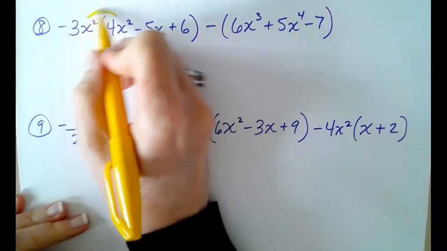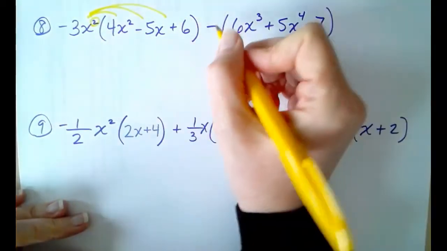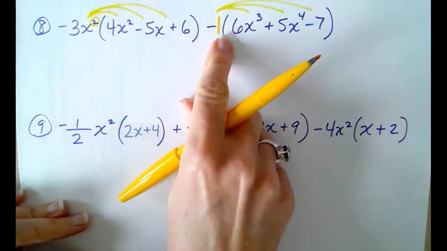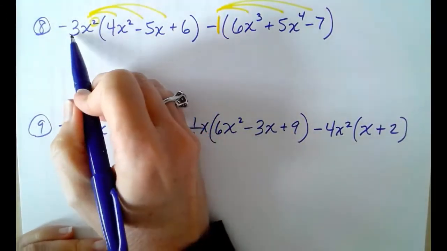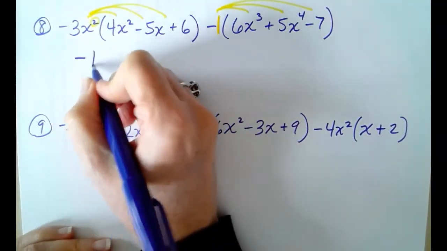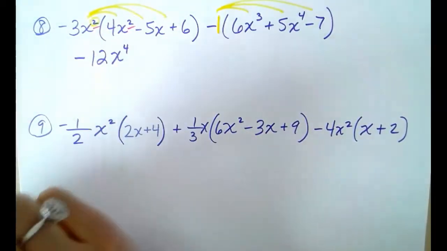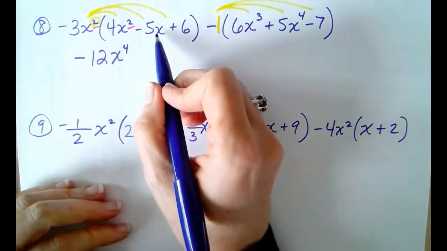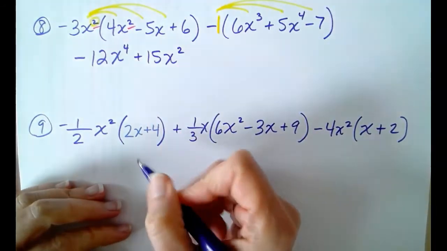So I will be distributing a negative 3x squared, and I'll also be distributing a negative 1. Be on the lookout for that when there's a minus sign directly in front of parentheses. Negative 3x squared times 4x squared is negative 12x to the 4th. We're multiplying and the bases are the same. Add the exponents. Negative 3x squared times negative 5x squared plus 15x squared.